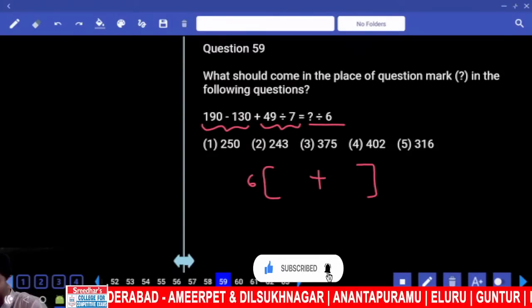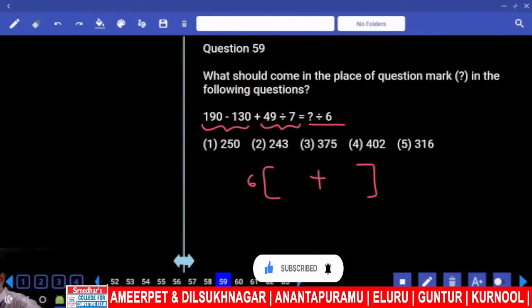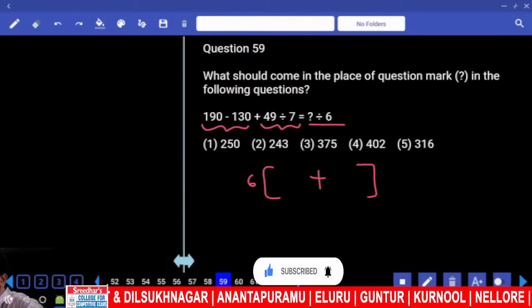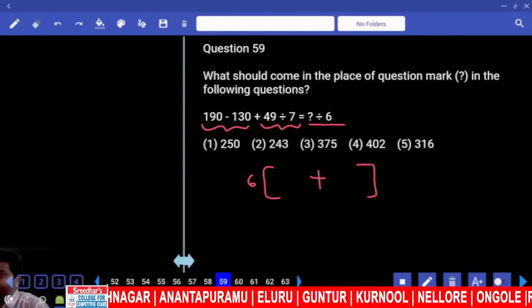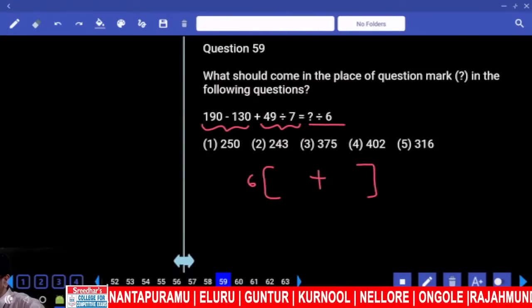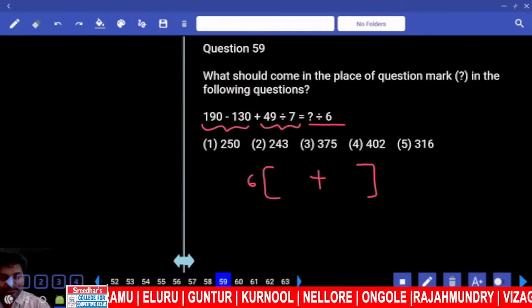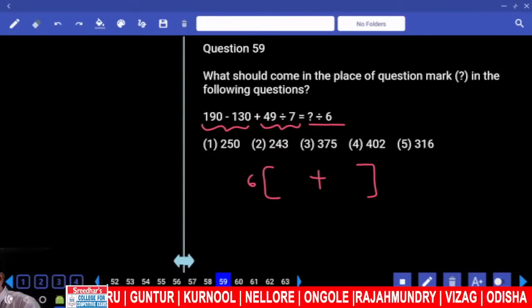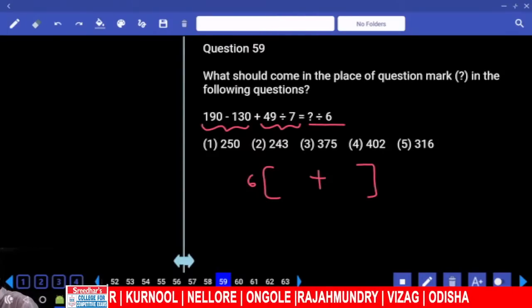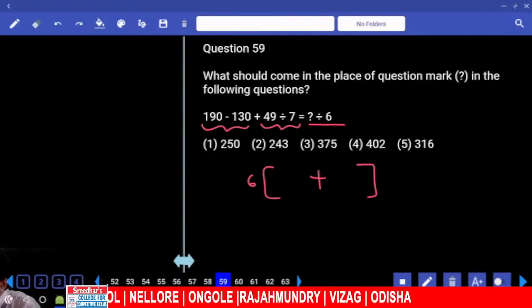Okay now. First number, 190 minus 130. Don't calculate. Will it be an integer or a decimal? 49 by 7. Integer or a decimal? So that means the number inside the bracket is an integer only. Into 6 we have, correct? Into 6 meaning the answer should be an even number or an odd number.